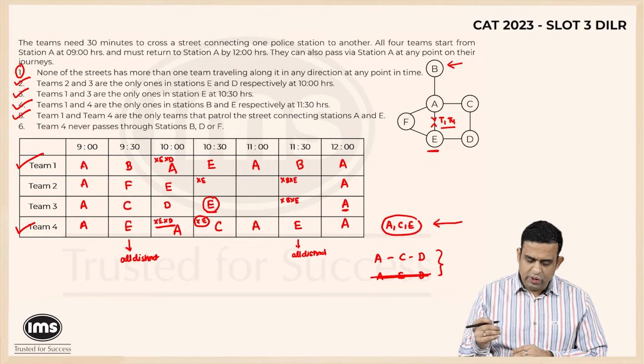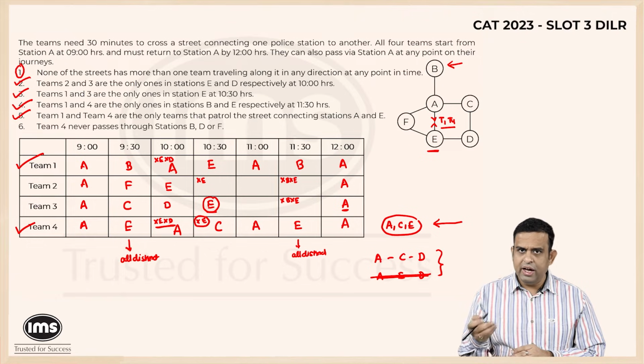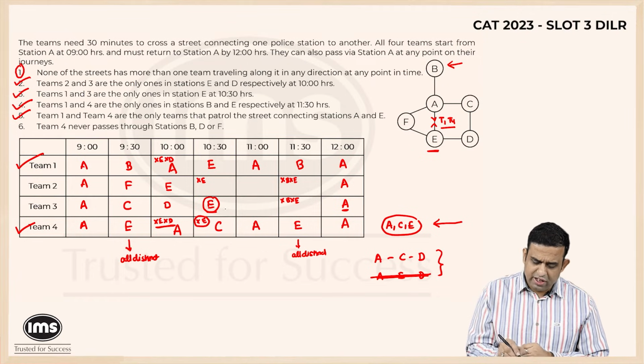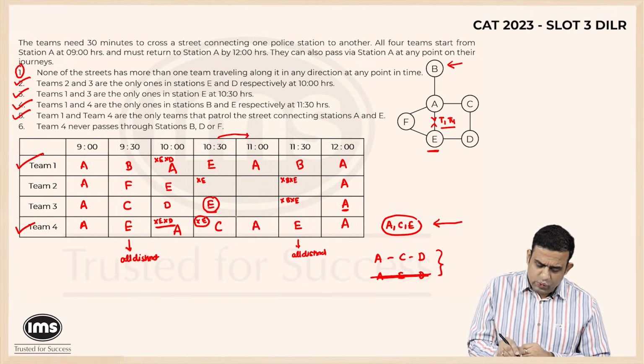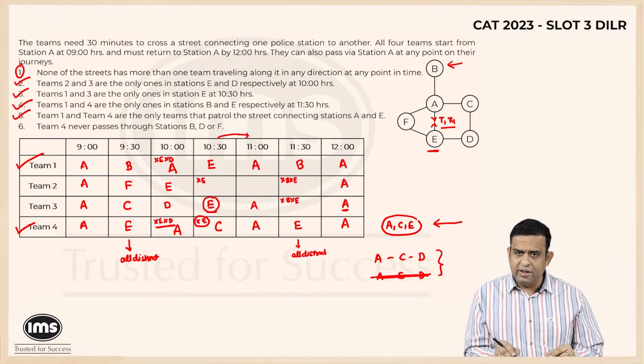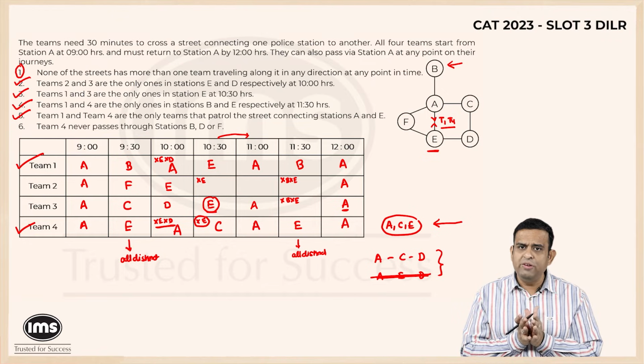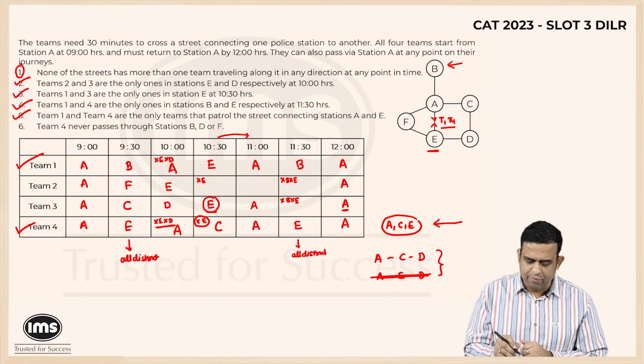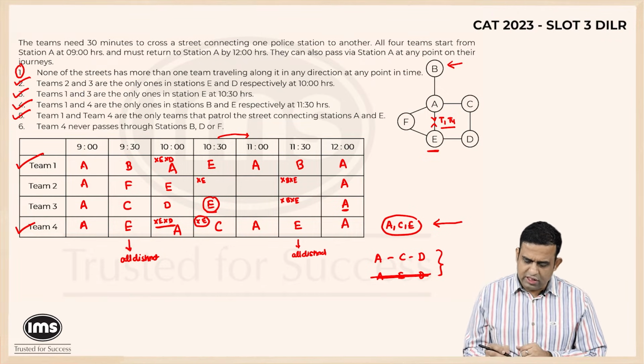Can I go E to A and then A to E? Again, the answer would be no in this particular case, because from 10:30 to A, this team cannot go from E to A. Otherwise, team number 1 and team number 3 are both going to be following the same route at the same time. So it cannot be this scenario as well.